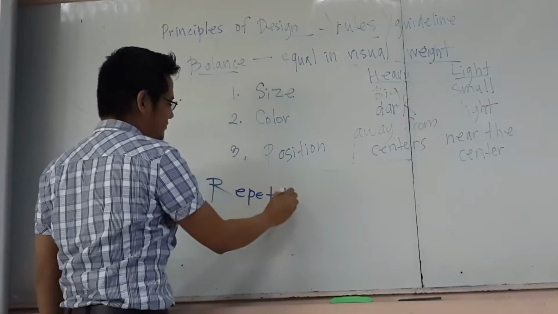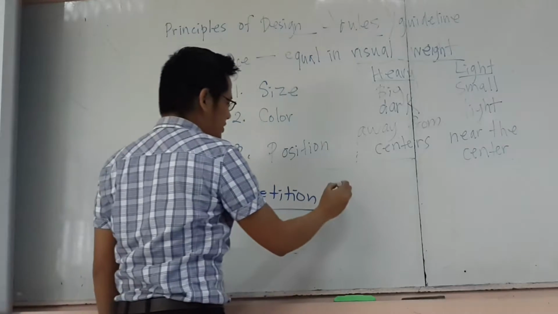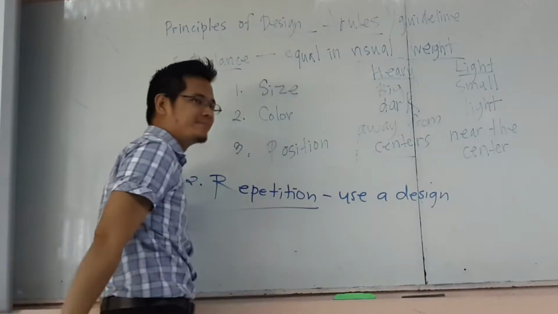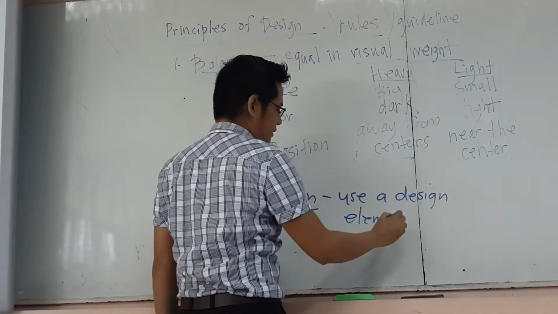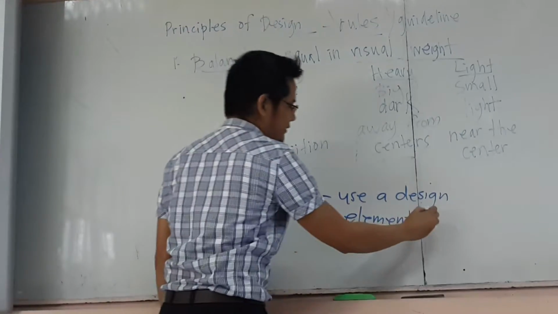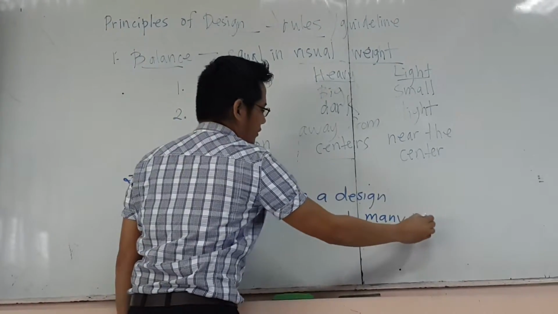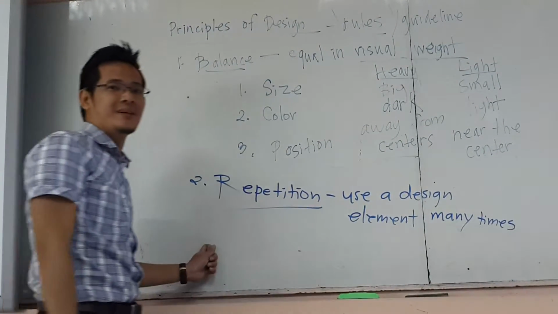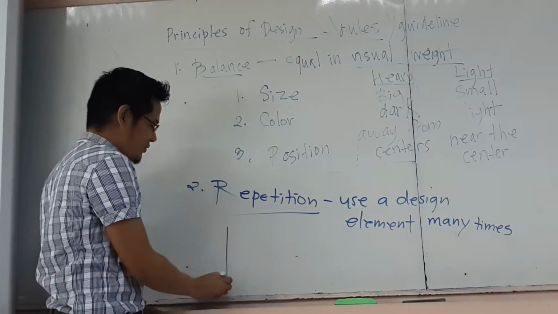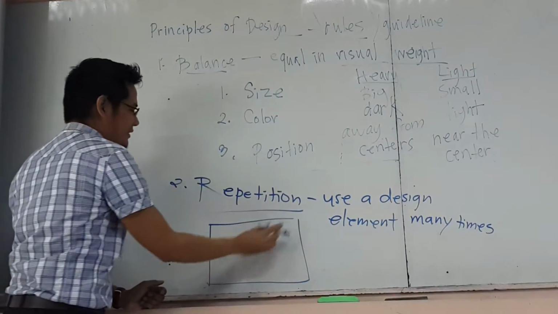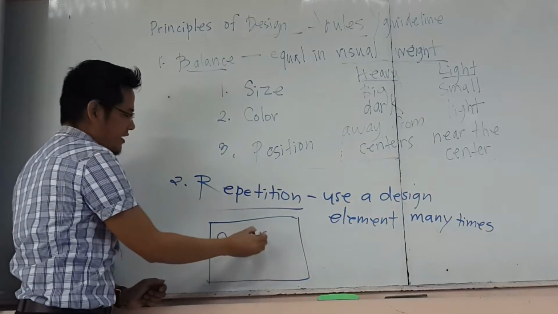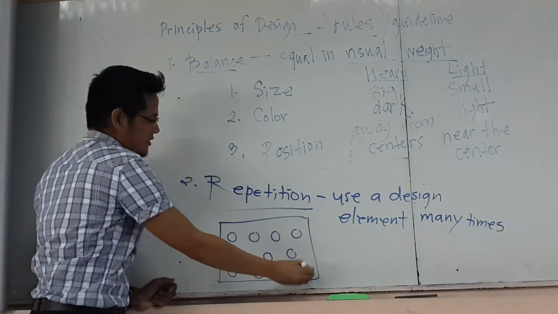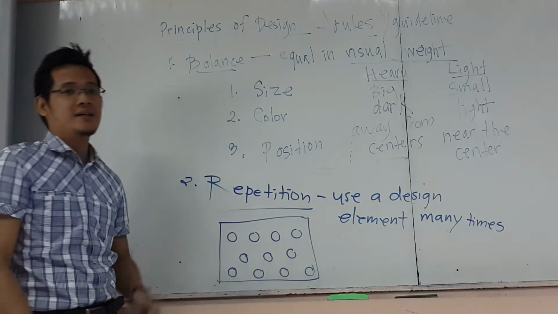It's repetition. Okay. So in repetition, we use a design element how many times? Many times. Okay. So in most designs, repetition is the most common principle that is used. For example, I will create a design using circles. So the circle pattern is used many times in the design.